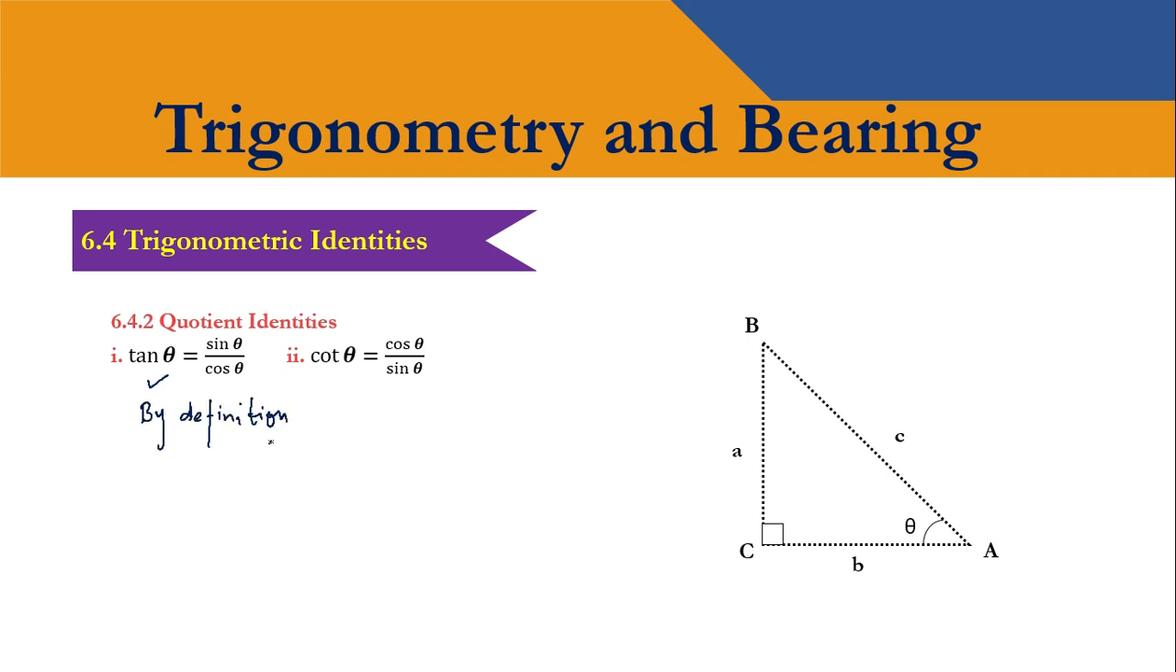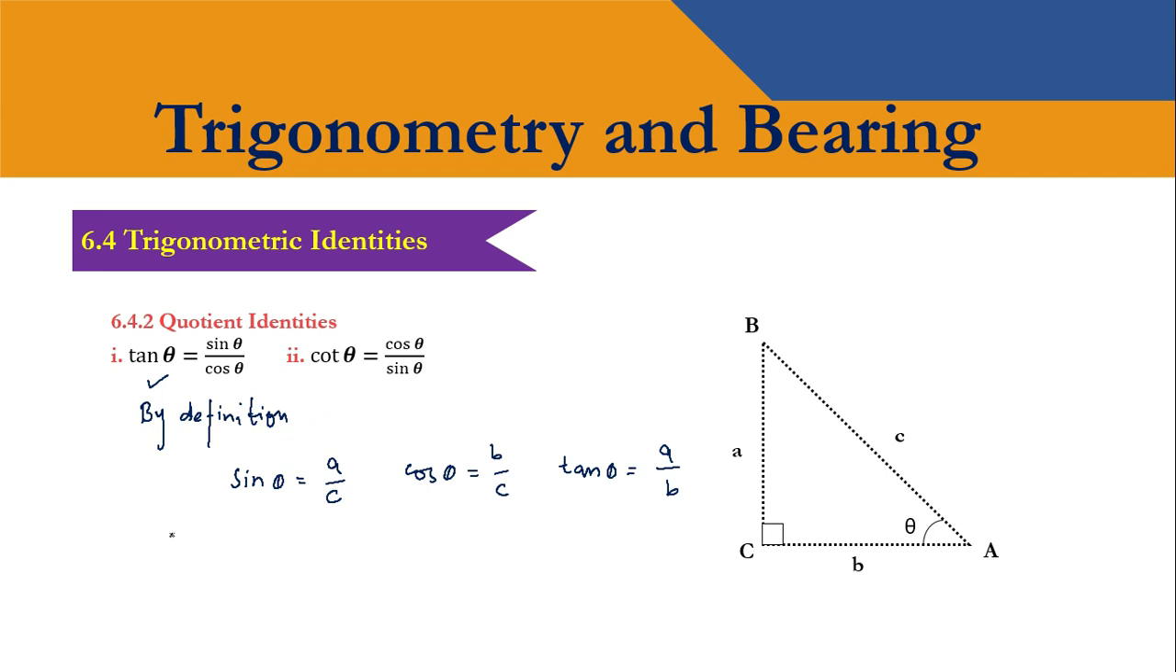Here, by definition, we mean the definition of trigonometric ratios. By definition, we know that sine theta is equal to A divided by C, perpendicular divided by hypotenuse. And we also know that cos theta is equal to base divided by C, which is the hypotenuse. And tan theta is equal to perpendicular divided by base. These are the three trigonometric ratios that we know by definition.